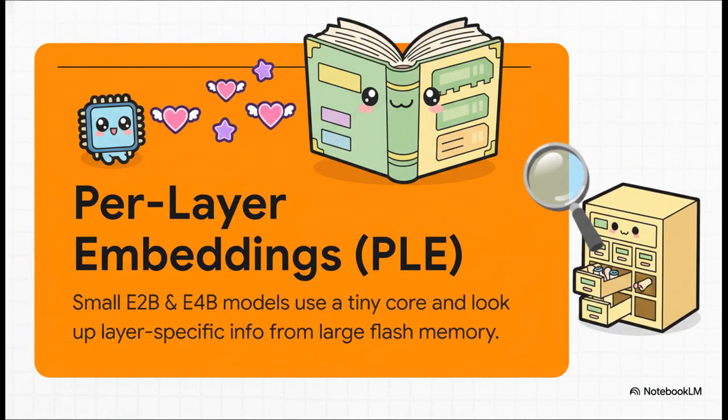Now, the smaller E-models, the on-device wizards, use that second concept, per-layer embeddings. The core model that does all the hard work is tiny, so it can live in that fast, expensive memory. But at every single step, it can quickly look up extra info from a huge database stored in slower memory, like your phone's flash storage. It's like having a tiny, quick-witted brain with access to an entire library.